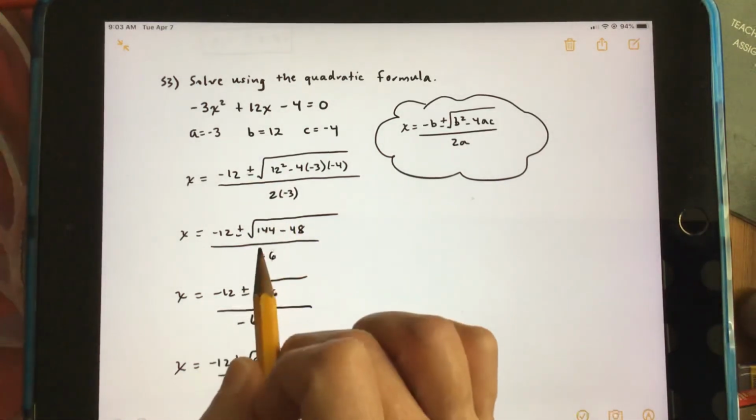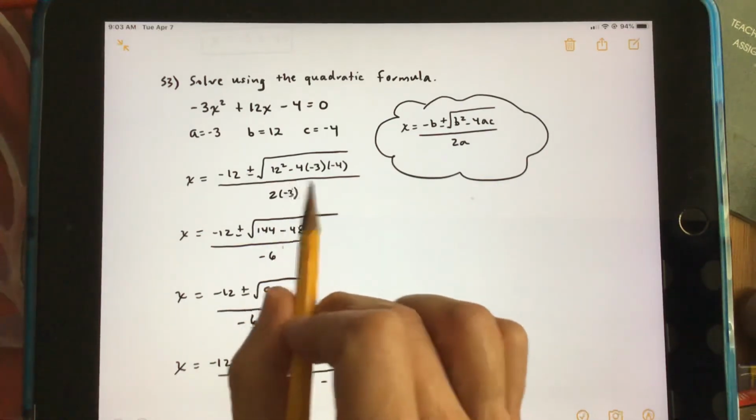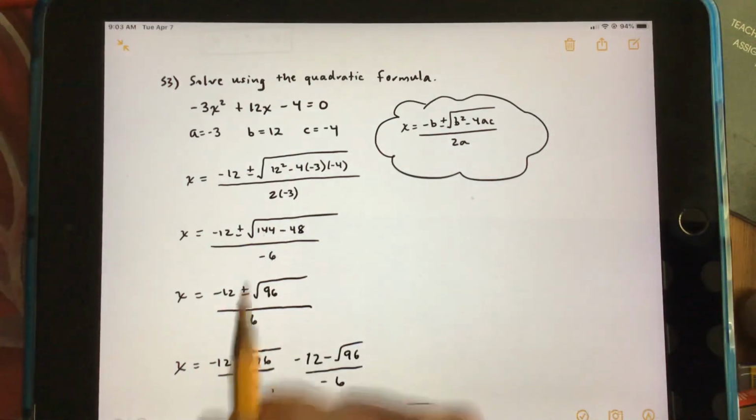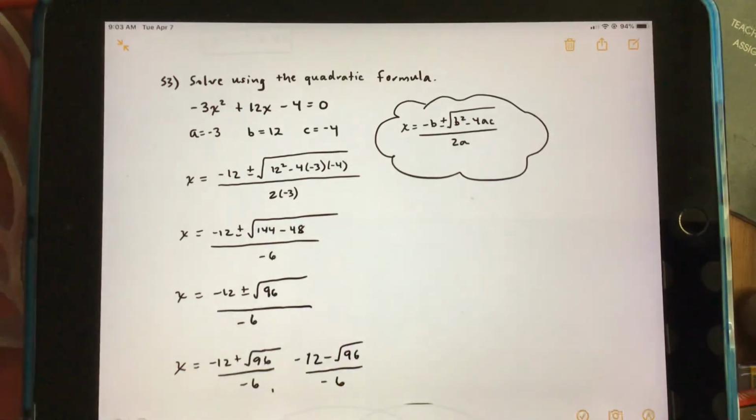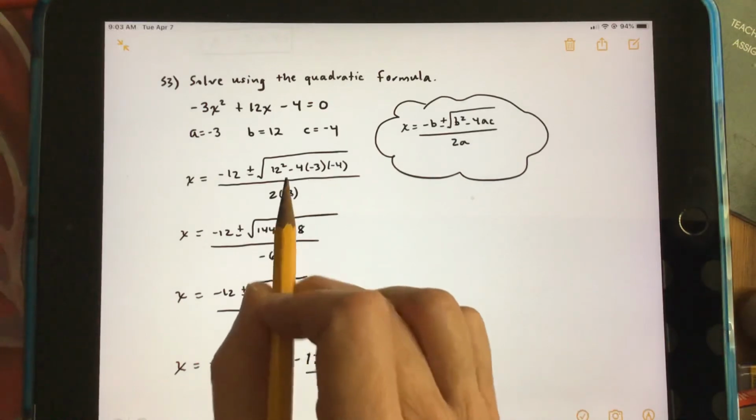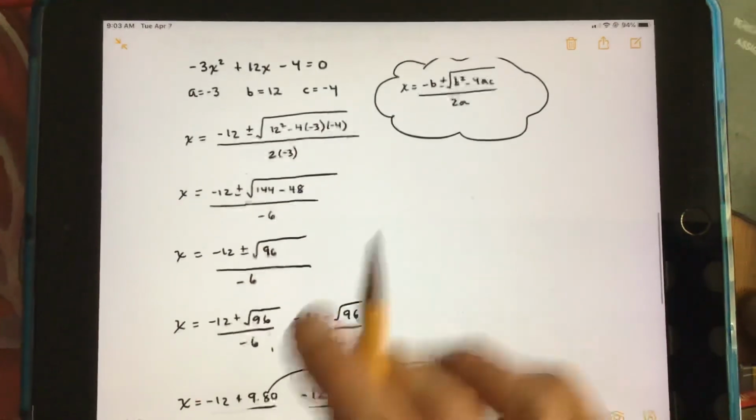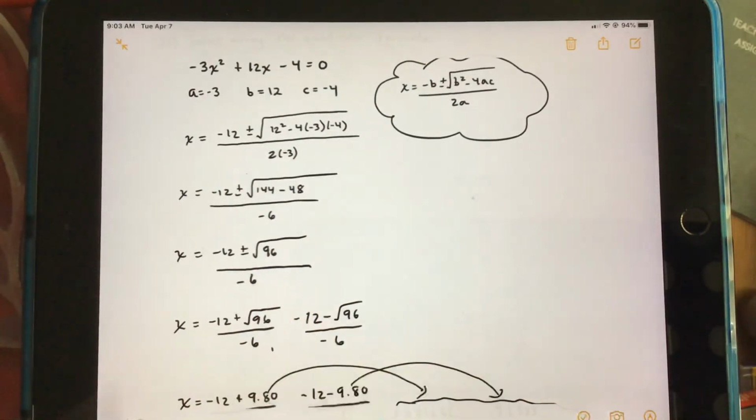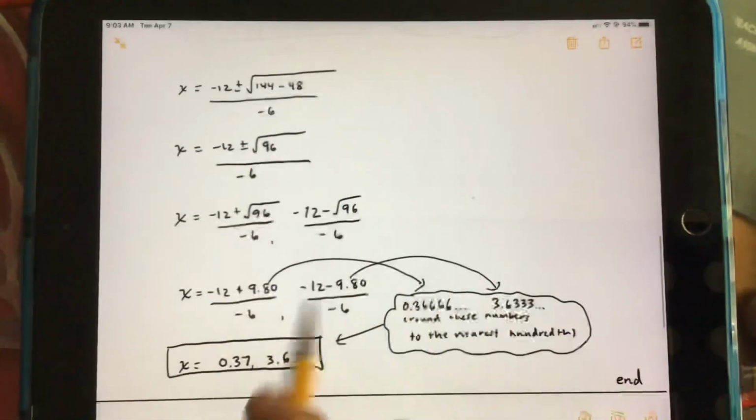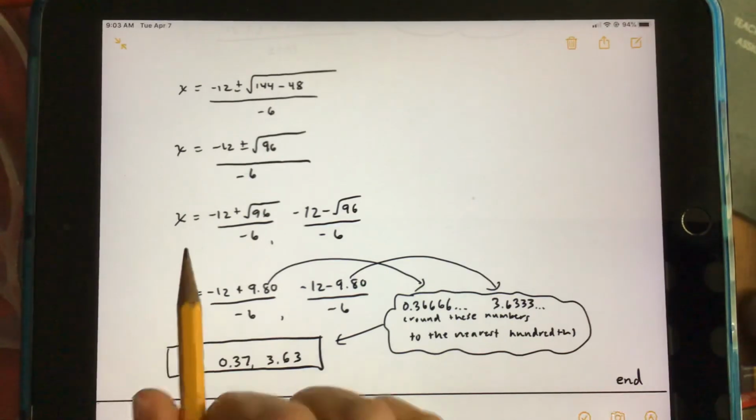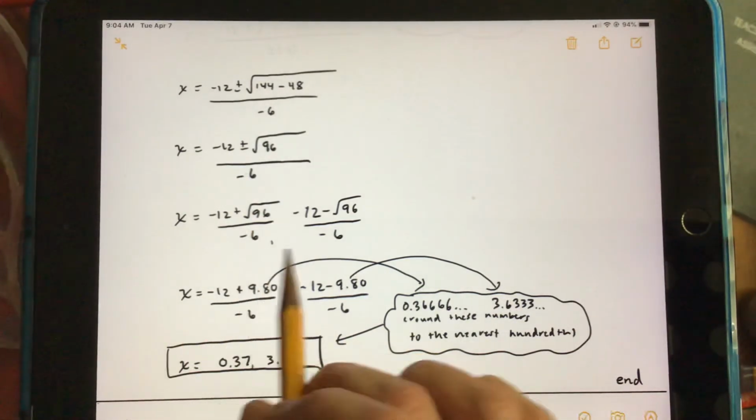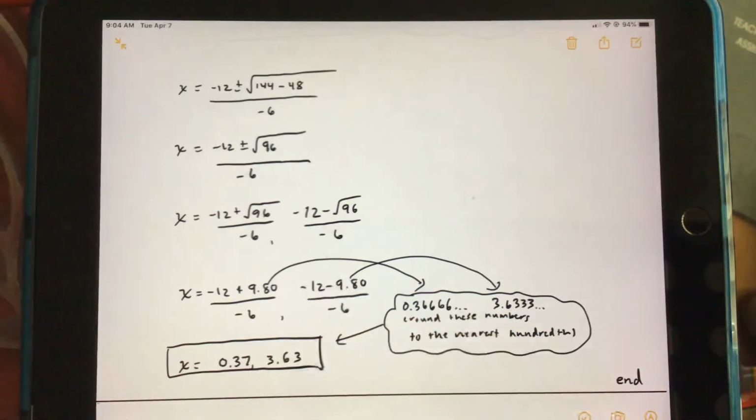All right, in the radical, 12 squared is 144. And then I am subtracting a negative here. I see 1, 2, 3 negative signs. So the 2 negatives cancel out and make a positive, so I'm still subtracting. So minus 48. And the negative 6 is still in the denominator. 144 minus 48 is 96. So in my radical, I have 96. Now I can pull this apart into 2 separate calculations that I need to carry out to find my 2 solutions. So negative 12 plus root 96 over negative 6, and negative 12 minus root 96 over negative 6.